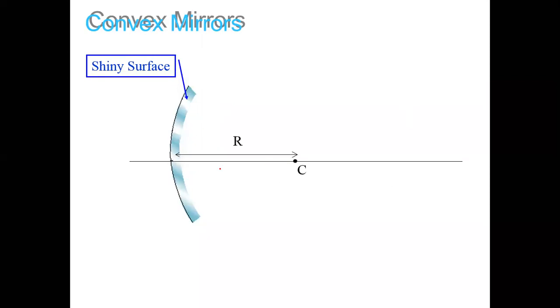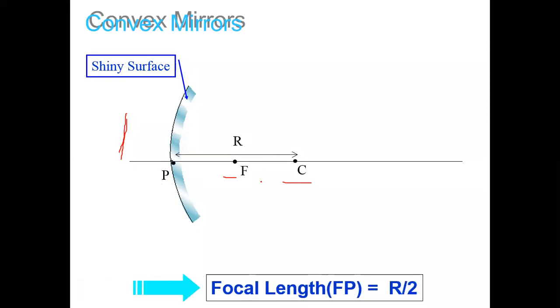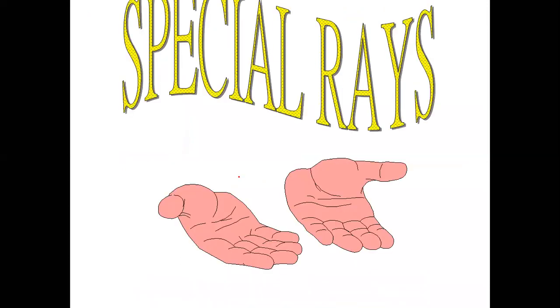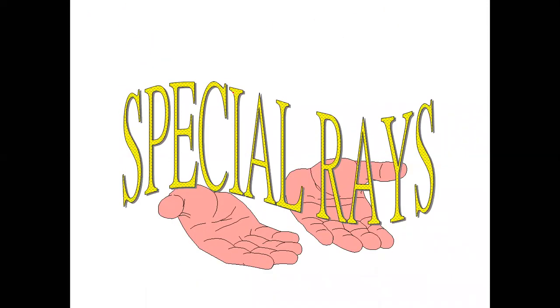So this time the center of curvature is going to be behind the mirror, and the focal point is also going to be behind the mirror. The object is going to stand over here, and the image is going to be formed behind the mirror. Most of the time, they're going to come there. Again, the focal length is going to be half of the radius of curvature. Don't forget this.